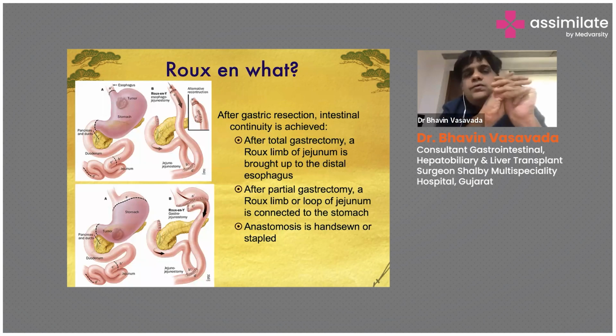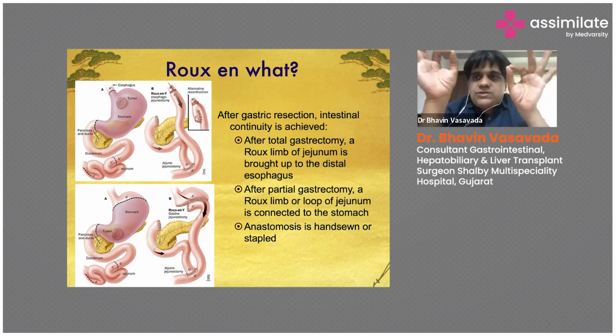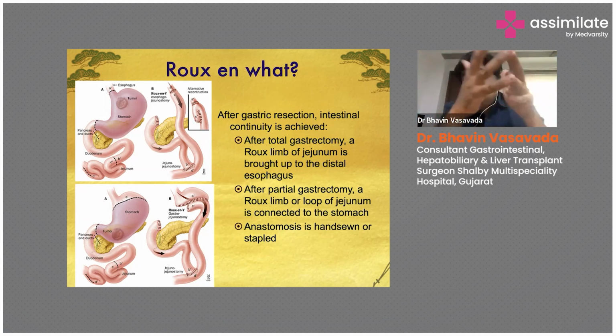Whenever you have removed the total or part of the stomach, you have to give back the gastrointestinal continuity. So generally, the jejunum is attached to the proximal part of the stomach in subtotal or distal gastrectomy, or you have to attach it to the food pipe or esophagus in case of total gastrectomy. Generally, it is done by a Roux-en-Y loop. Roux-en-Y is the common gastric reconstruction technique, and it was actually popularized by a gynecologist, but it is the most commonly used reconstruction technique in GI surgery.